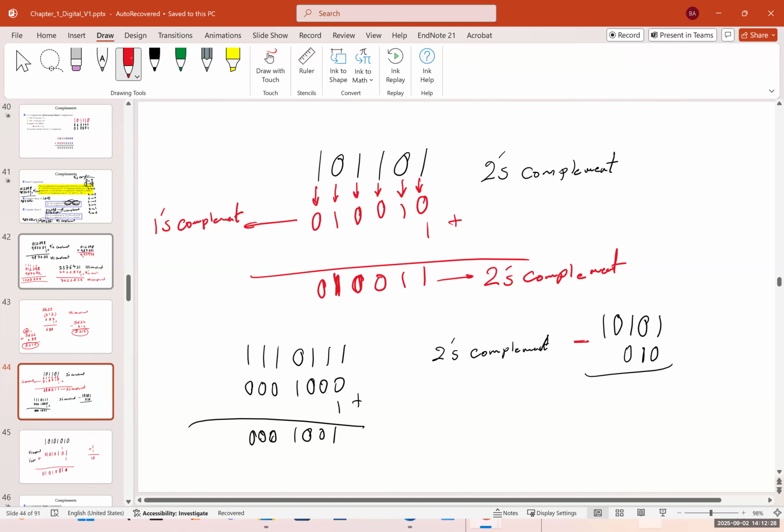What is the answer? So 1 minus 0 gives us 1. 0 minus 1, can't do it. We have to borrow from this. And if I borrow from it, what would happen? Do you remember? This is 2, or 1, 0, it's gonna be 1. And what about this one? Did you get the same one?